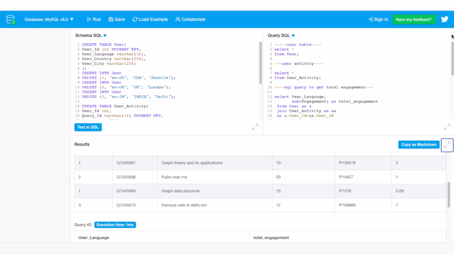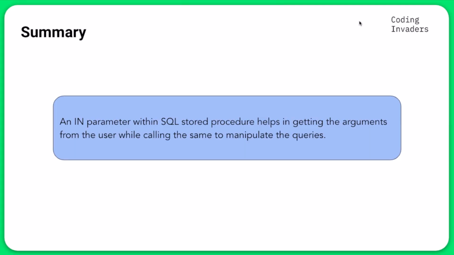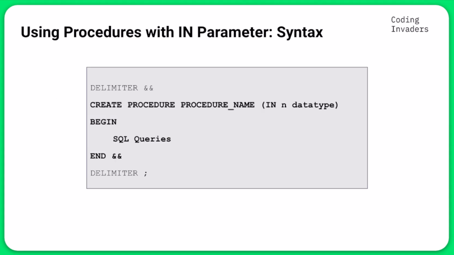I hope the procedure using an IN parameter is clear to you. Now let's summarize. An IN parameter within an SQL stored procedure helps in getting arguments from the user while calling it, to manipulate the queries. Now let's check the syntax of a procedure with an IN parameter.